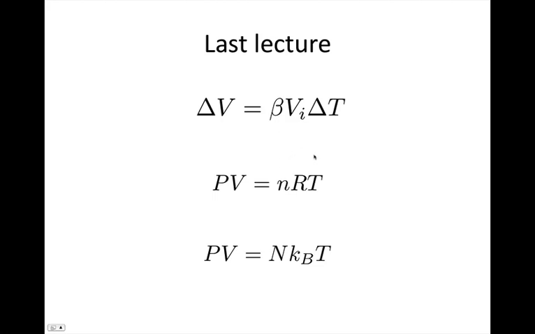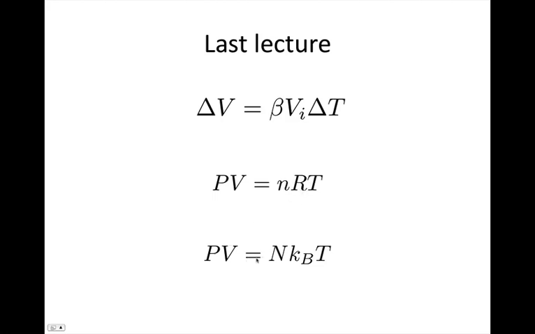We also had to look at the ideal gas law, and we saw that there were two ways to write the ideal gas law. It can be written as PV is equal to nRT, where the little n here means the number of moles, and R is the gas constant 8.314.